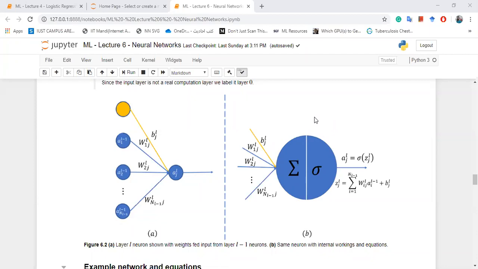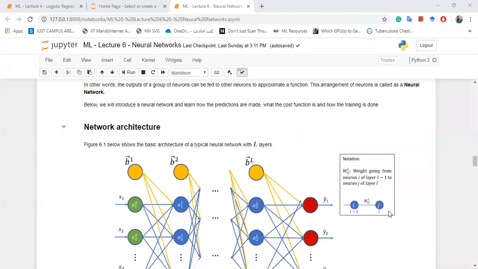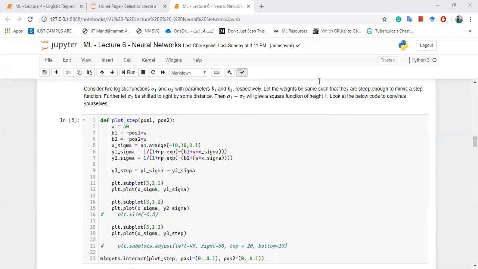Sir, what is the use of the bias term? Please explain its significance a little bit. Okay. Let me show you. Fine. So you see here.